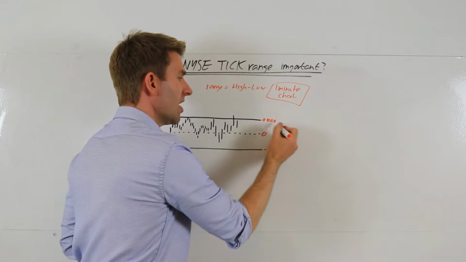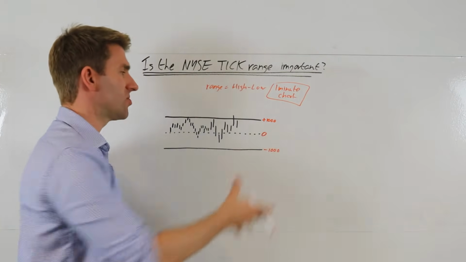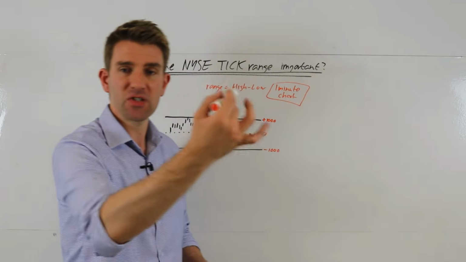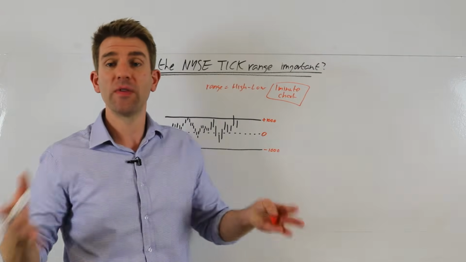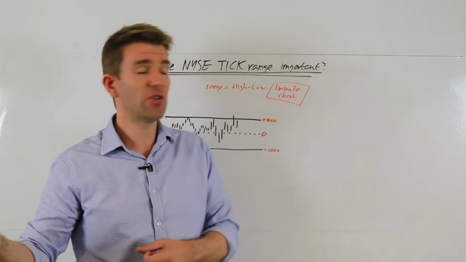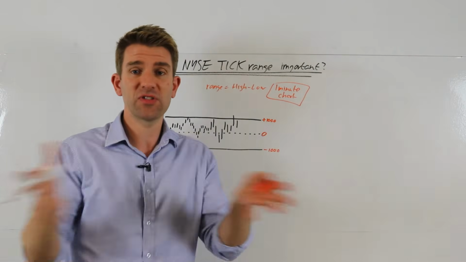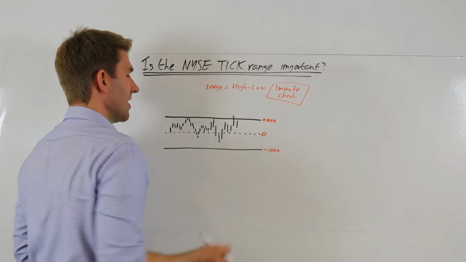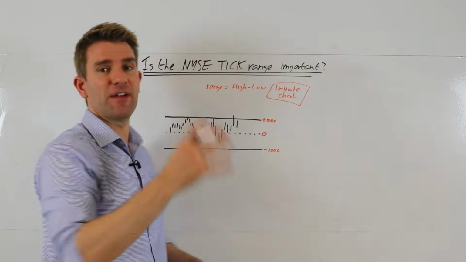You want to adjust your scale, so you've got plus 1,000 minus 1,000, or plus 1,500 minus 1,500. Draw some lines in, because it tends to move like this around the 0 point. As you can imagine, when there are, say, 100 stocks trading on an uptick and 100 stocks trading on a downtick, the number is going to be 0. Plus 1,000 is a high reading, minus 1,000 is a low reading. Forget about that for now.